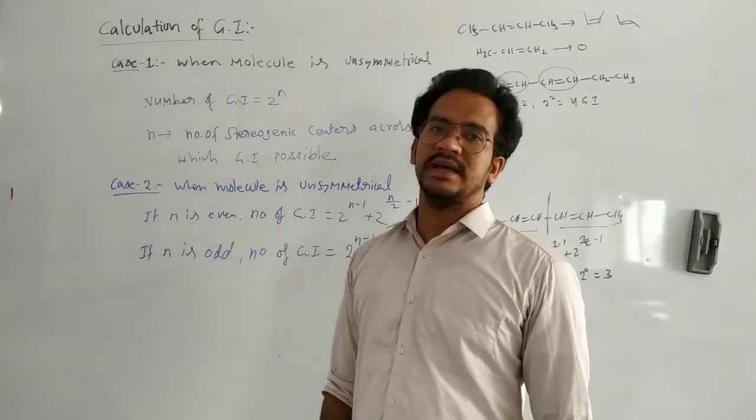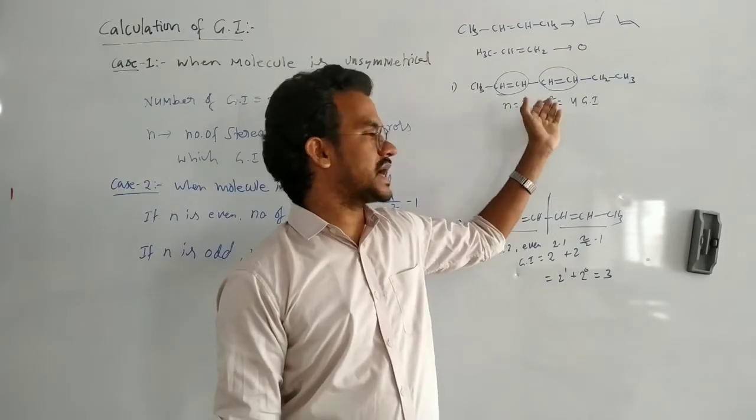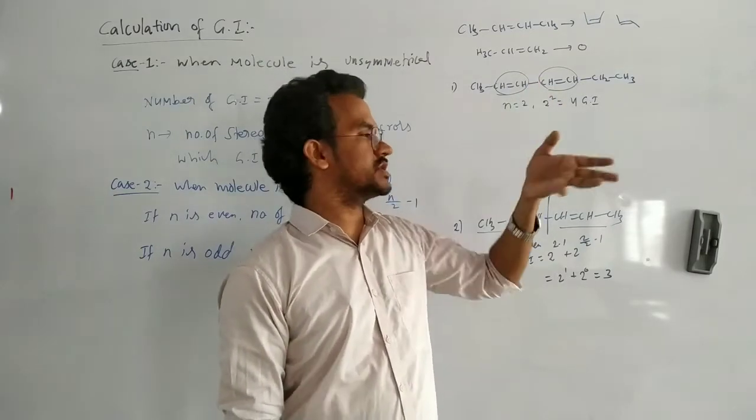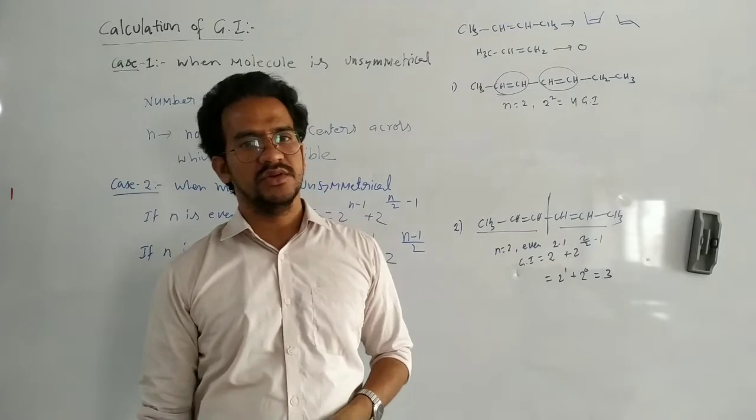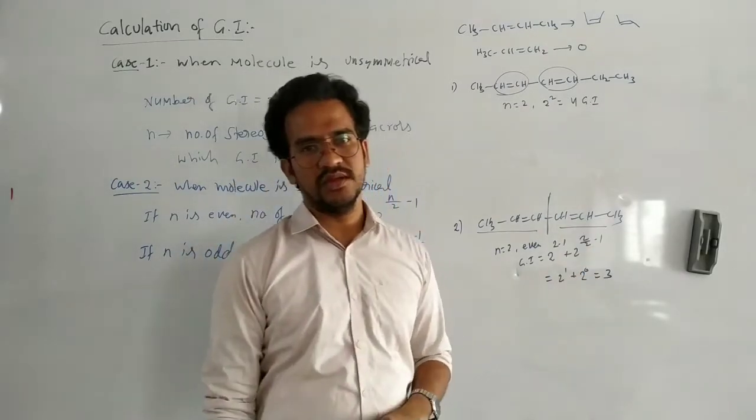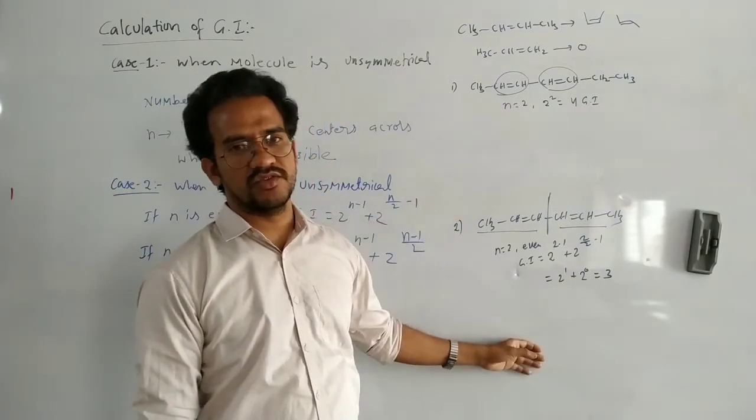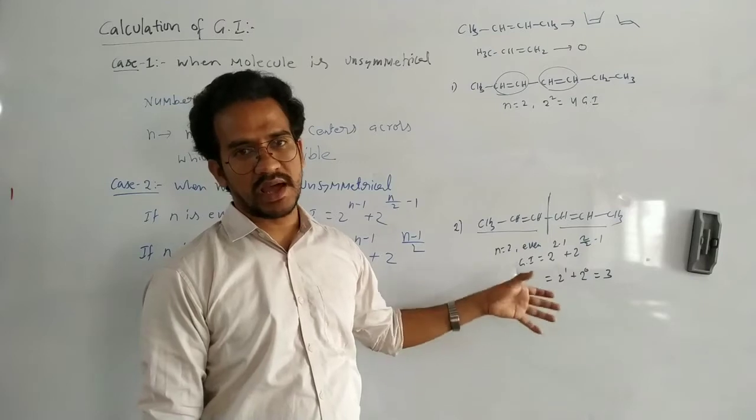If a molecule has symmetry, it has 3 geometrical isomers with 2 double bonds. If the molecule is unsymmetrical with 2 double bonds, 4 geometrical isomers exist. Here, one isomer is gone, where? Just here 4 isomers, here 3 isomers. One isomer is less. What about that isomer?